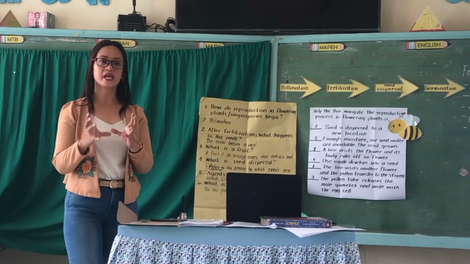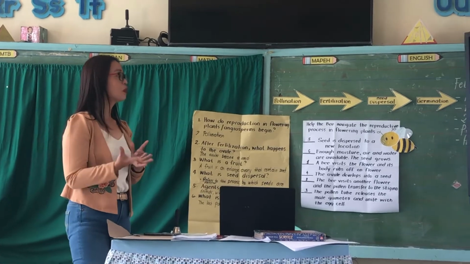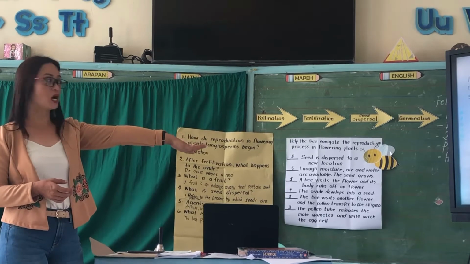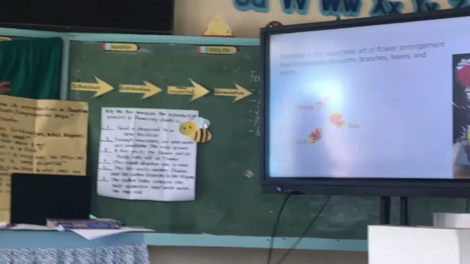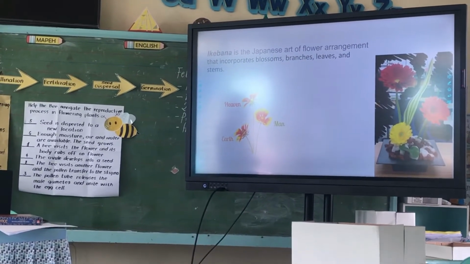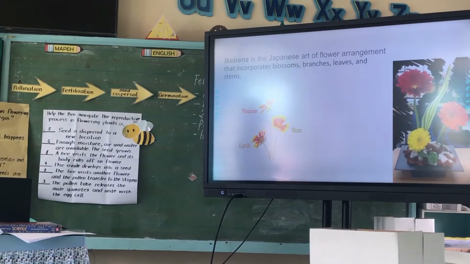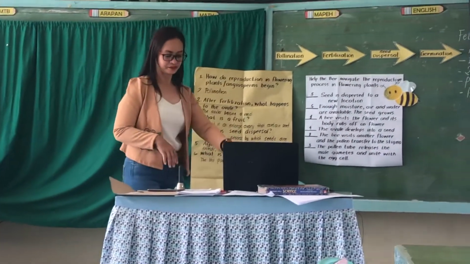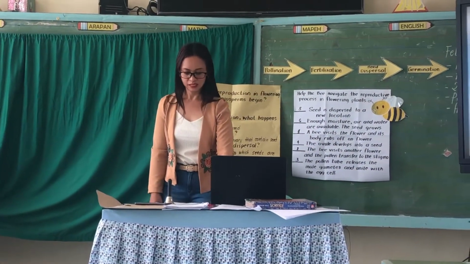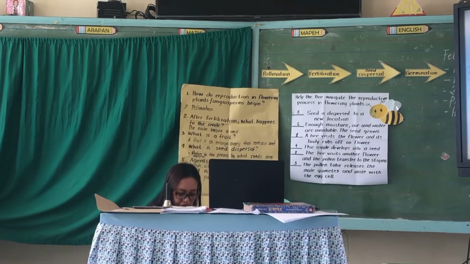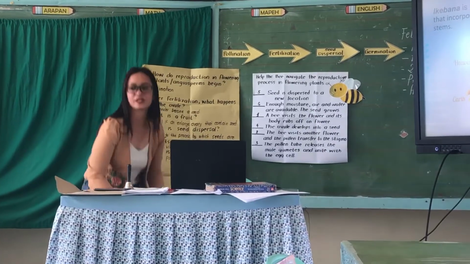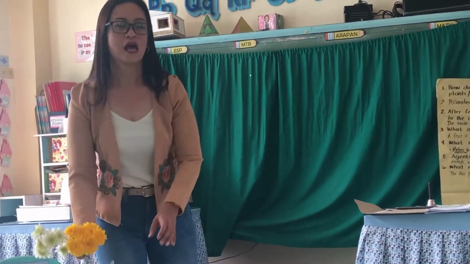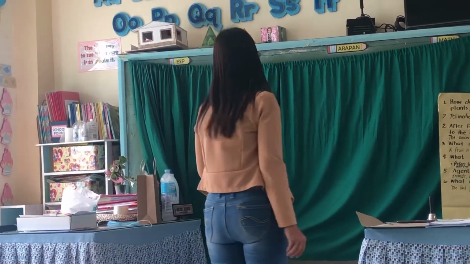If you will arrange flowers using ikebana, there is earth, the lower part, and in the middle, that is the man, and at the topmost, that is the heaven. Okay, now I have here a flower. Then what you're going to do is show to me how you will arrange this one using ikebana.